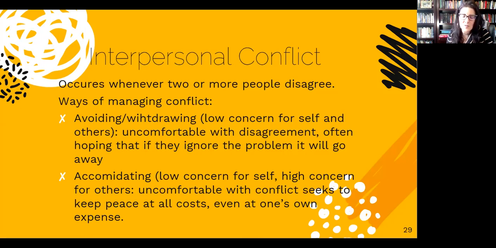Accommodating is low concern for self and high concern for others. And that would mean that when we're uncomfortable with conflict, it becomes more important to keep the peace. So we're going to do anything we can to make sure Sally's happy. So even though you have 3 papers due next week, Sally wants to go to dinner on Friday night, so you're going to go. That's an accommodating thing. You know that you should really stay home and work on those papers. So again, low concern for self, high concern for others.